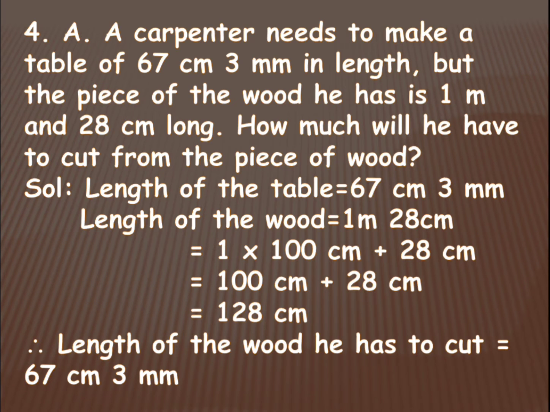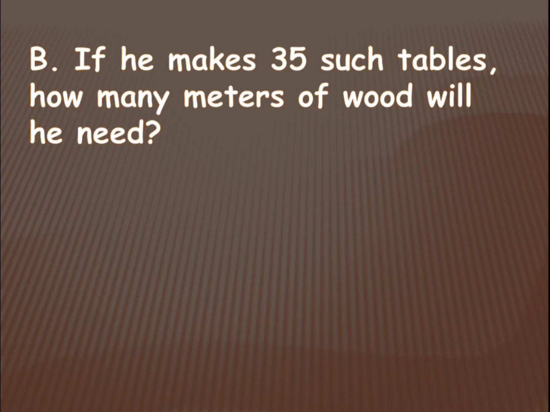Okay, let's see B. If he makes 35 such tables, how many meters of wood will he need? Okay, so each table is 67 centimeters, and he has to make 35 tables. Now all together you will get the answer in centimeters, but he is asking in meters. So after finding it, just convert into meters, then you will get the answer. Okay, do you understand? Combination: we have to do the multiplication and then convert into meters. Okay, so let's see.